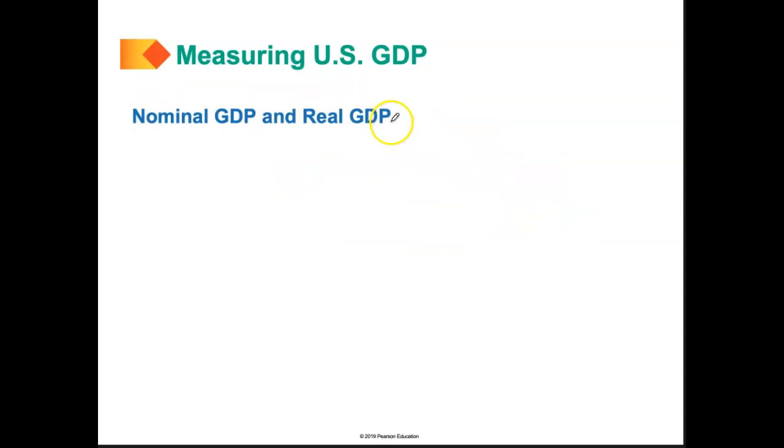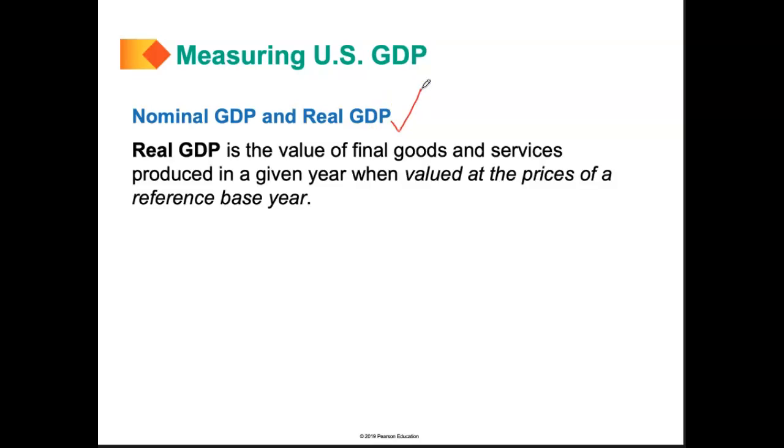And like I said earlier, economists prefer to use real GDP. Real GDP looks at the value of final goods and services produced within a country using a certain base period, known as the reference base period. So basically, all prices are referenced to, or compared to, this base year.